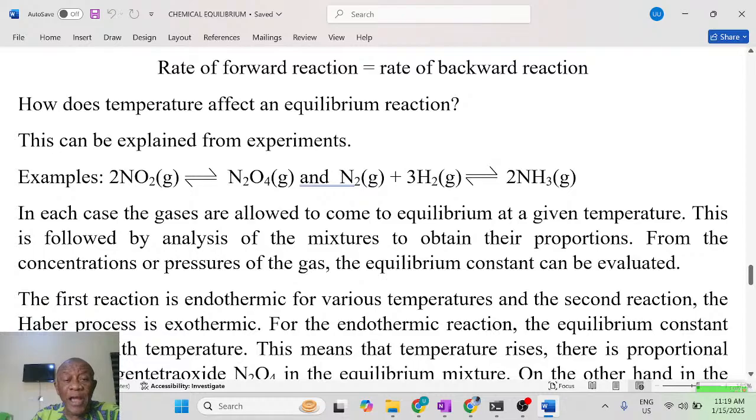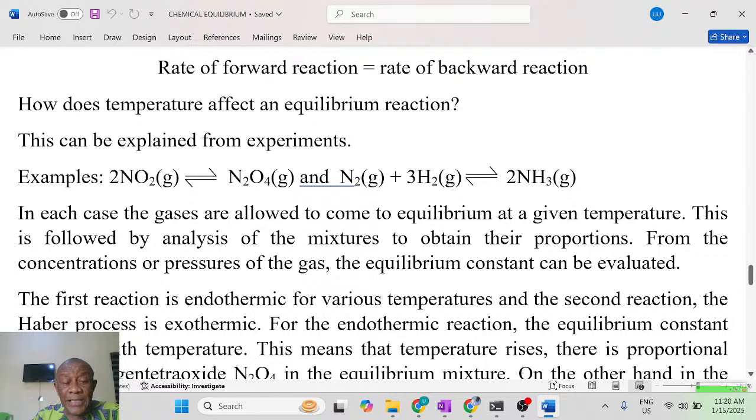How does temperature affect the equilibrium reaction? This can be obtained from experiments that we have here. 2NO2 gives us N2O4, and this is an endothermic reaction. And N2 + 3H2 gives us 2 molecules of ammonia. This is an exothermic reaction.